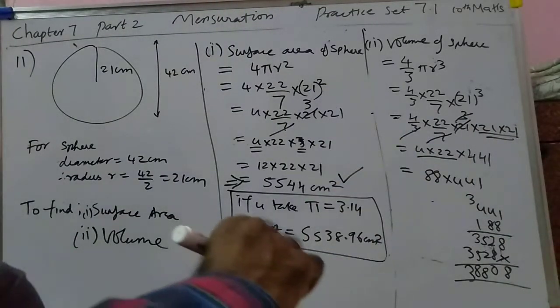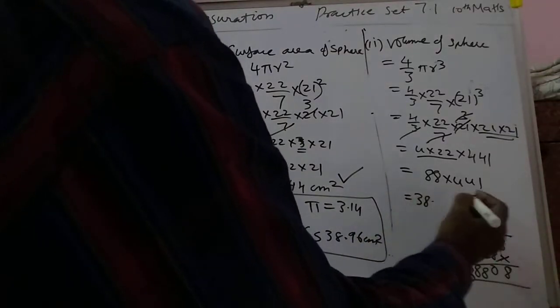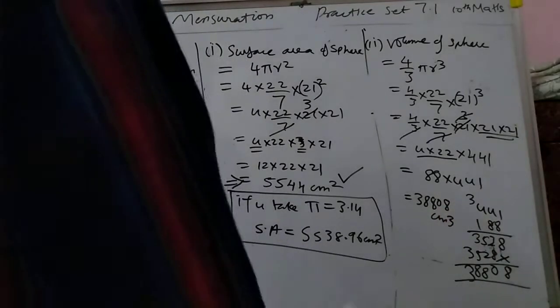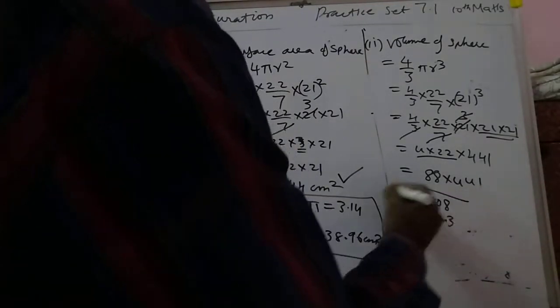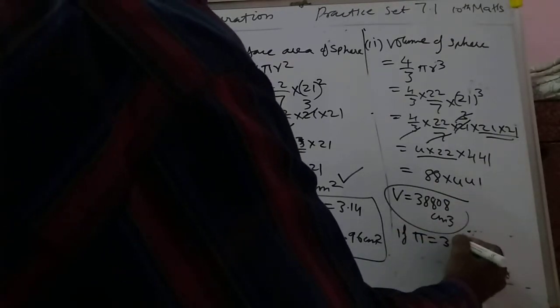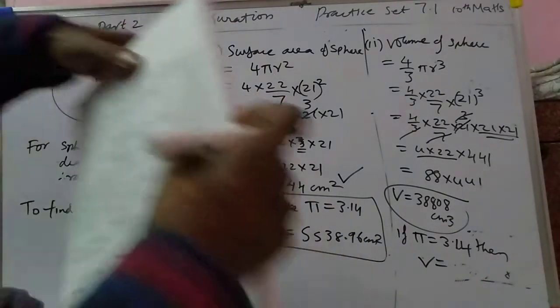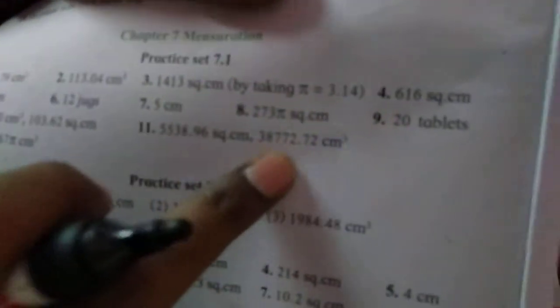So you got such a big number. That is equal to 38808 centimeter cube. But if pi is equal to 3.14, then you'll get a different answer. Then you'll get this.